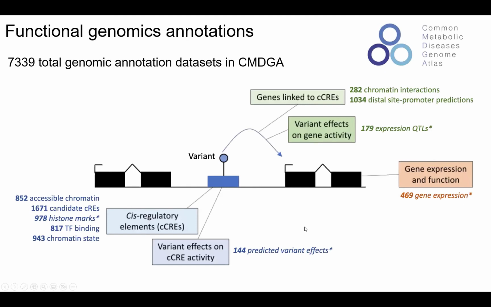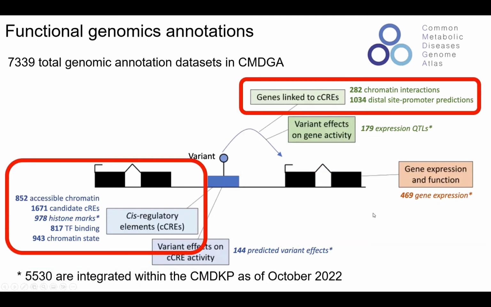The CMDGA houses around 7,000 total genomic annotations. The CMDGA represents cis-regulatory elements, variant effects on CRE activity, genes linked to CREs, variant effects on gene activity, gene expression, and function. Of the genomic annotations, about 5,500 are integrated within the CMDKP as of October. Of the 5 classes of data that I just walked through, we represent cis-regulatory elements and genes linked to cis-regulatory elements.